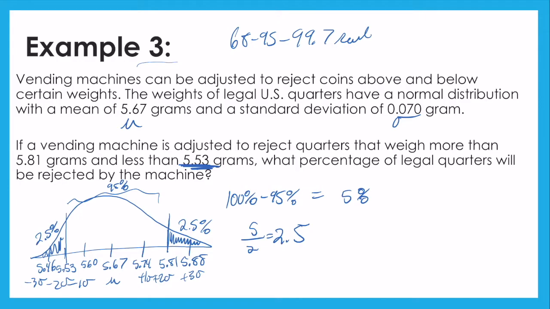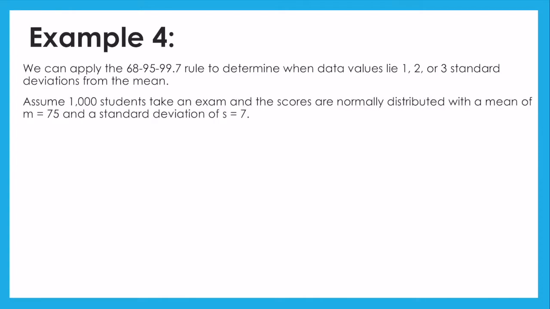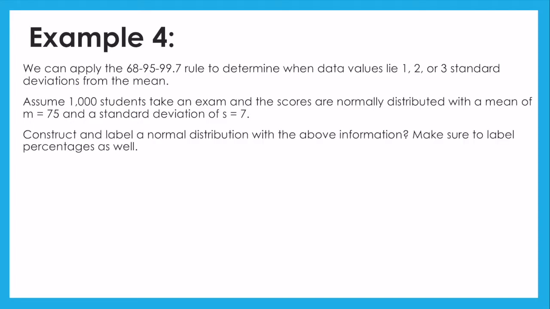Let's do one more example. So we can use the 68, 95, 99.7 rule to determine when data values lie 1, 2, or 3 standard deviations from the mean. So let's assume 1,000 students take an exam, and the scores are normally distributed with a mean of 75 and a standard deviation of 7. We want to construct our normal distribution and label our percentages.